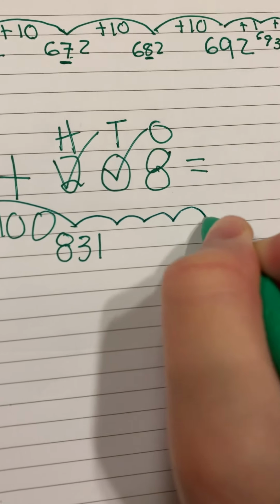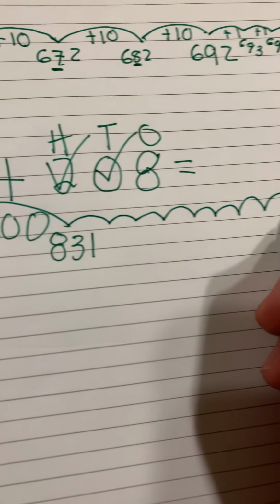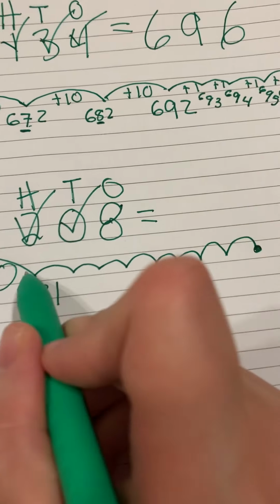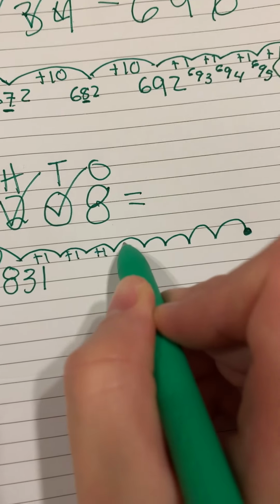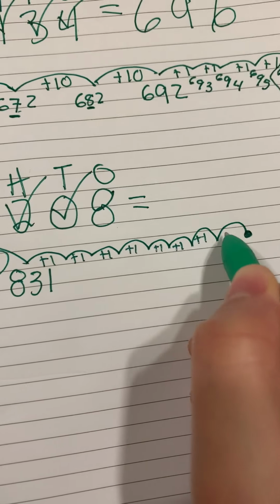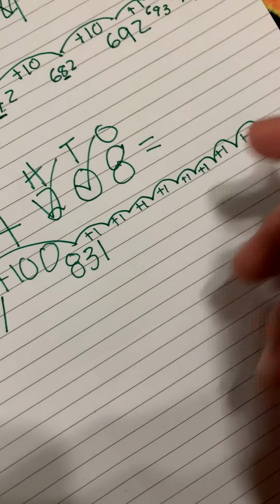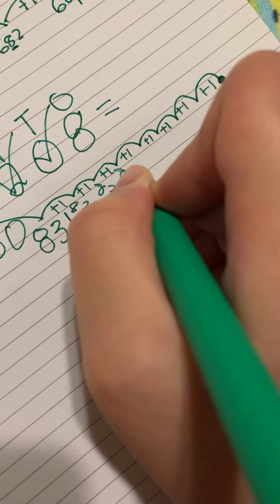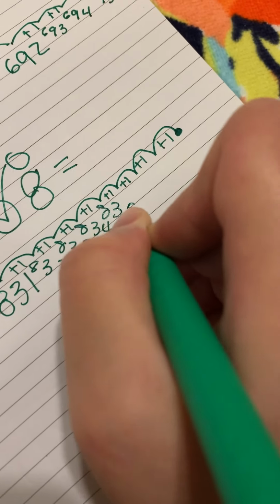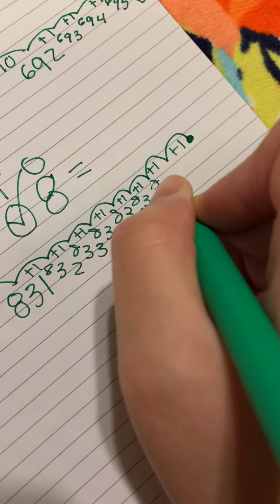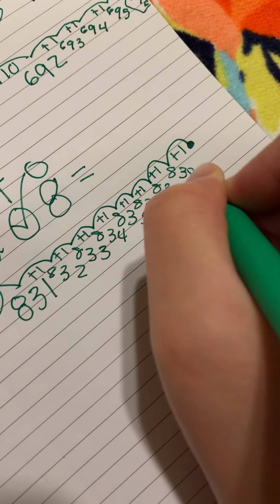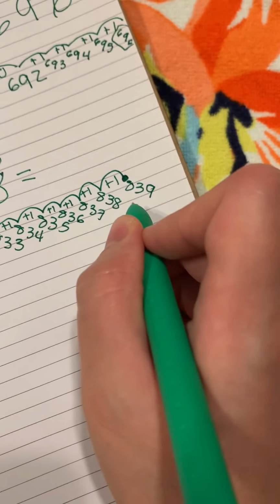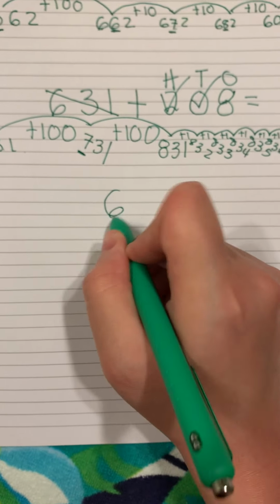1, 2, 3, 4, 5, 6, 7, 8. And I put a dot there because that's where our answer is going to be. So 831. Let's go ahead and add our plus ones in each one. 831 plus one more is 832, 833, 834, 835, 836, 837, 838, 839.